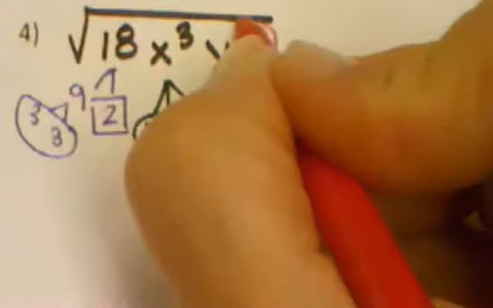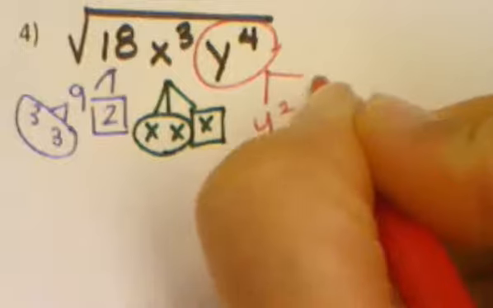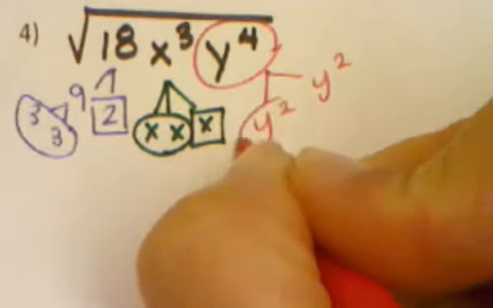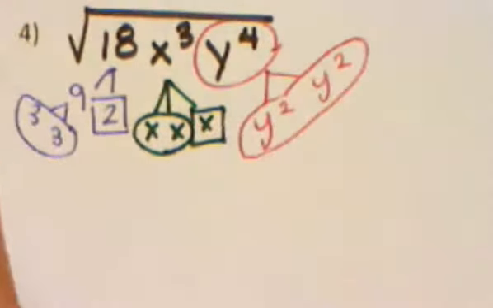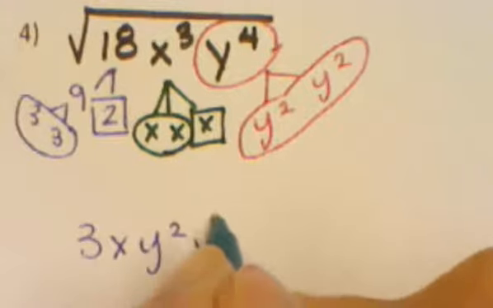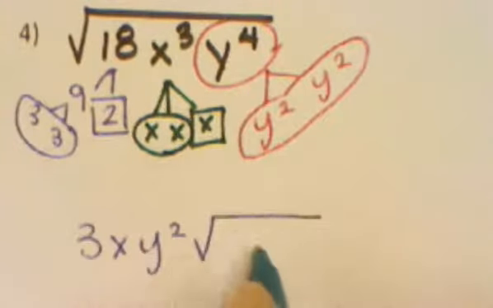And then y to the 4th, we've seen this before with x to the 4th, so I'm going to pair up my y squared and y squared. And again, if you didn't recognize that and you went all the way to 4 of them, you would do the same thing that you did on number 1. And so from here, the 3 comes out, the x comes out, and the y squared comes out. But inside we're going to keep a 2 and an x.